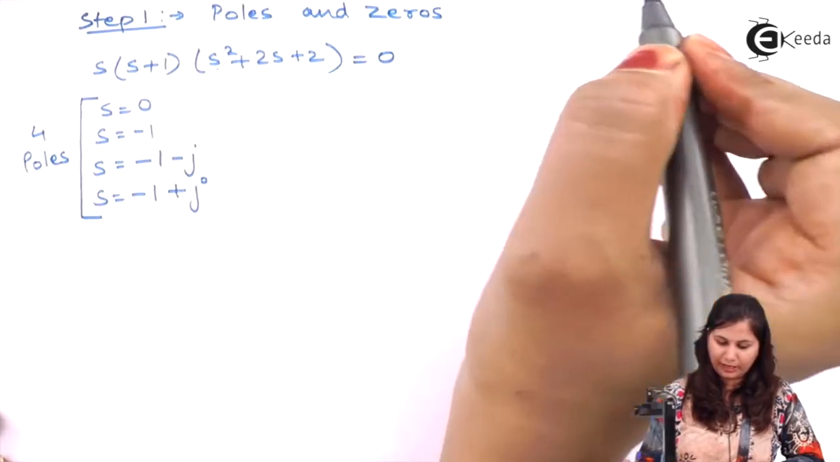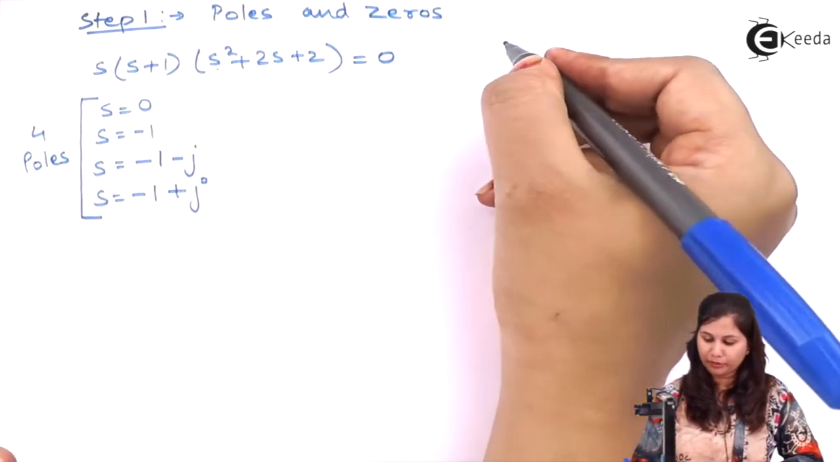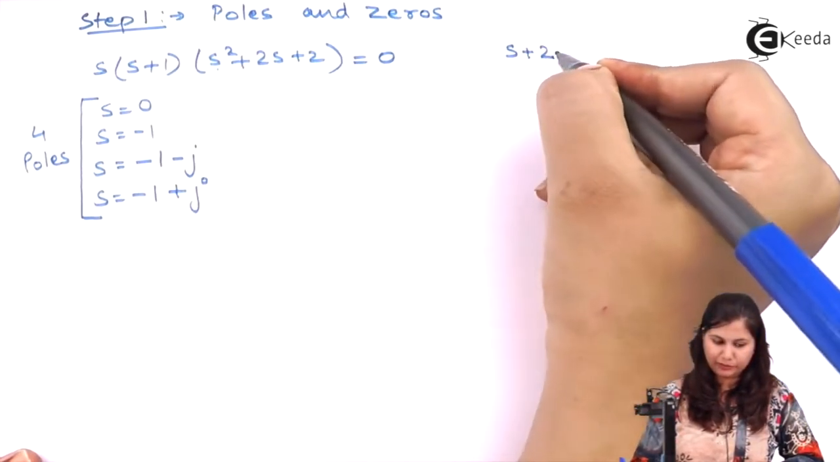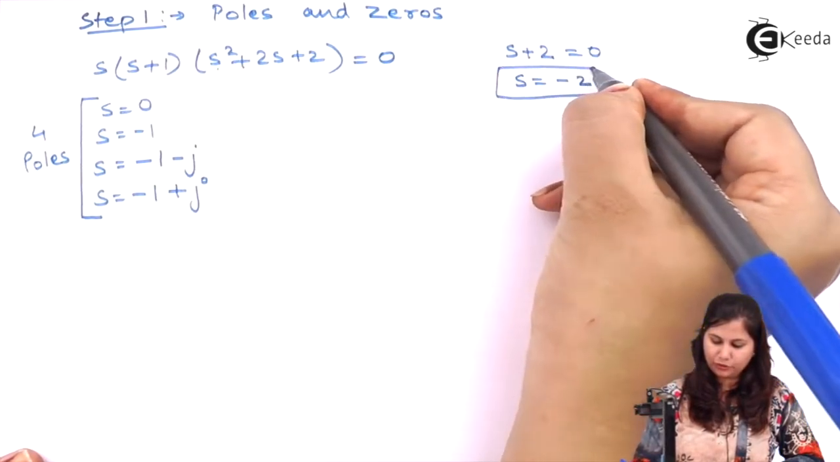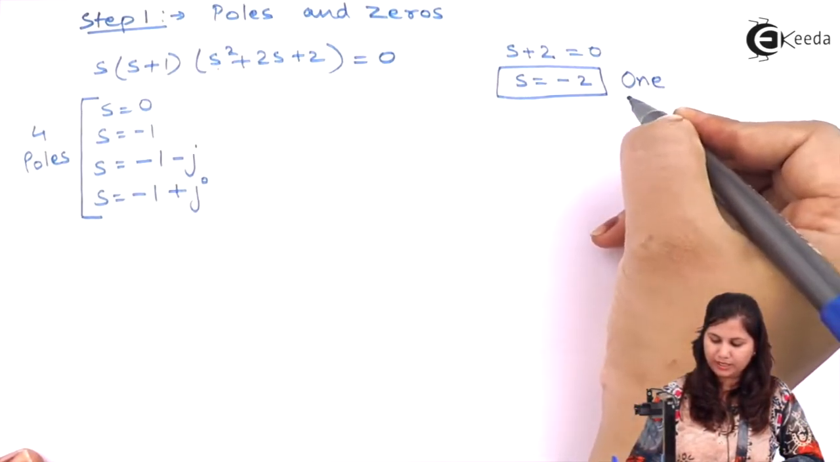Now for zeros, we have to equate the numerator polynomial to 0. So that is s + 2 = 0. So we have s = -2 as our one zero.